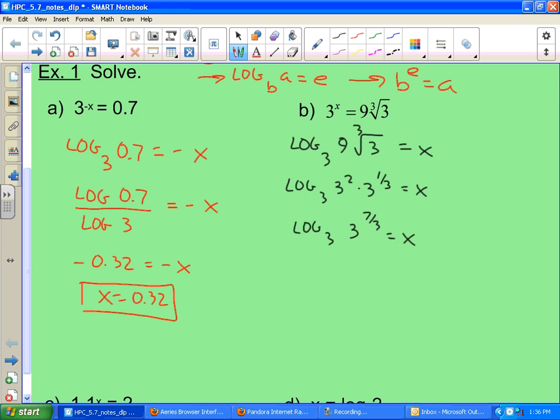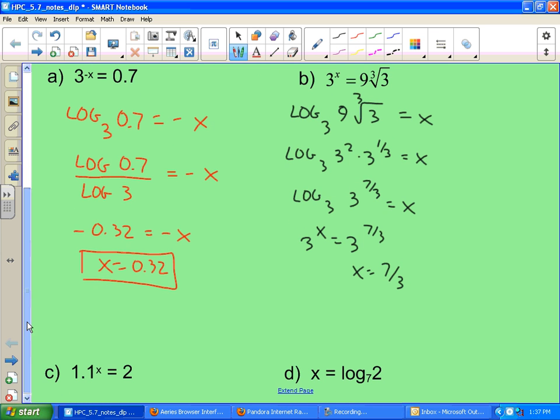Yep, so then you can see this as, let's change it out of log form back to exponential, because now I have a log set up to solve for x, which is what logs do anyway. So we have 3 to the x equals 3 to the 7/3, which means x is equal to 7 over 3. Which is what? 2.33, right?